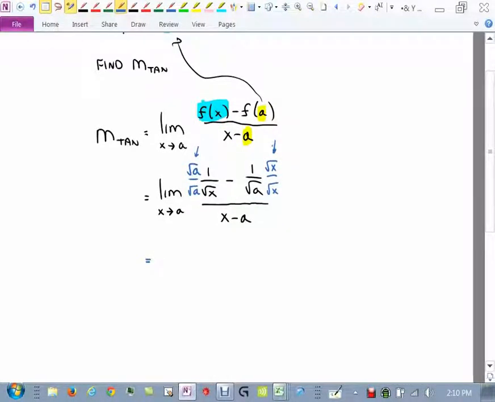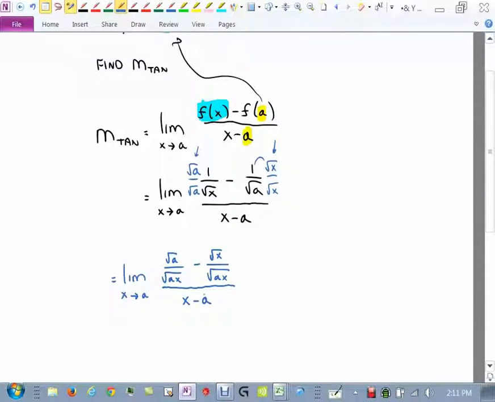Root a times 1 gives me root a. I need to rewrite this limit. Give myself a little more room. Okay, root a over root, I'm just going to say ax. I can put them together. And then, let's see, 1 times root x is root x over root ax again. Then all of that divided by my common denominator.